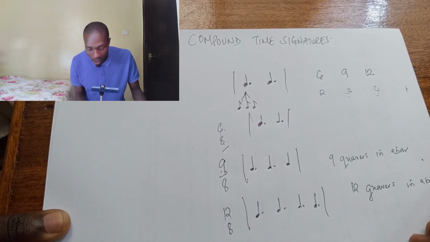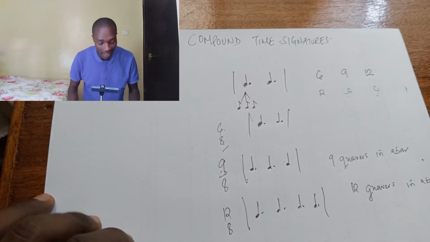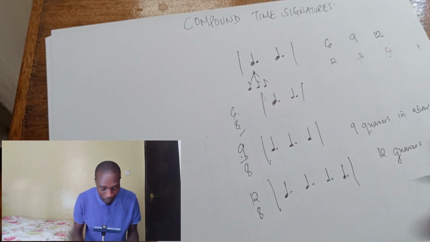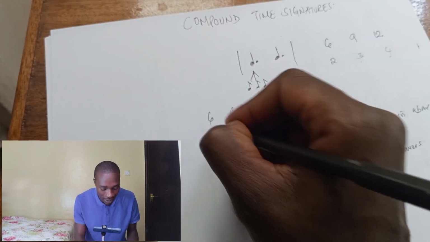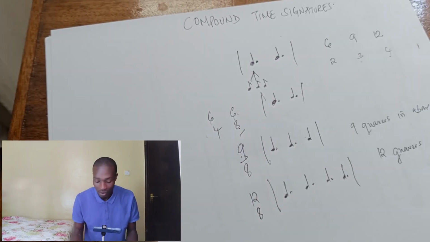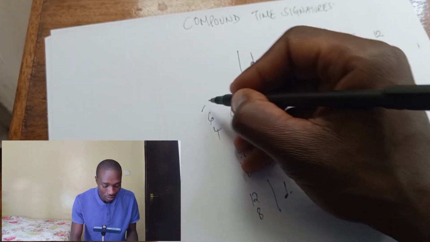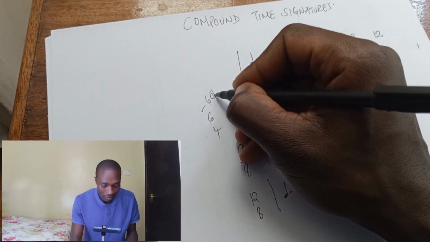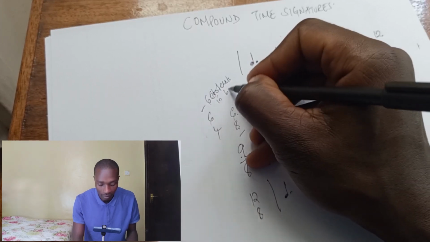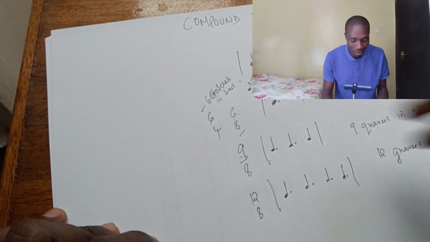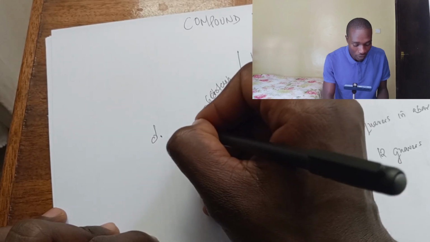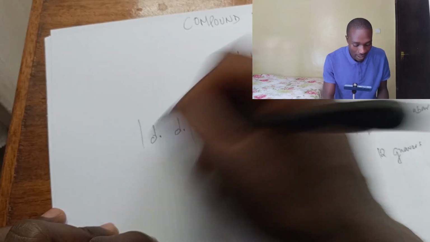in a bar. You can also see that the lower value is not only going to be 8. We can have others like 4. For example, you can have 6/4, where in this case you are going to have 6 crotchet beats in a bar. This is going to be 6 crotchets in a bar. And we can also see how they come. There will be dotted minims, 2 dotted minims in a bar.